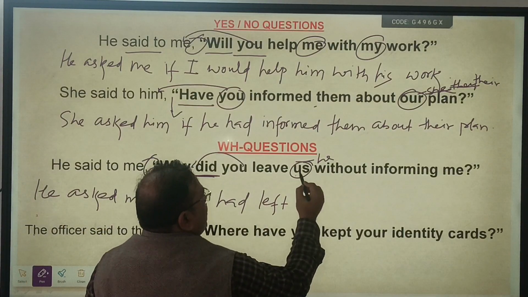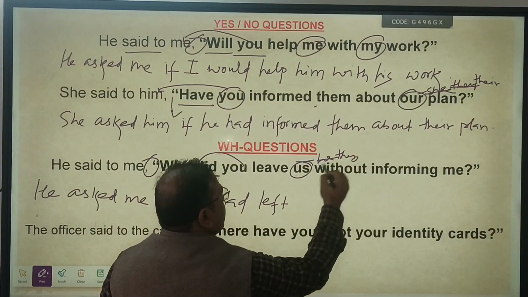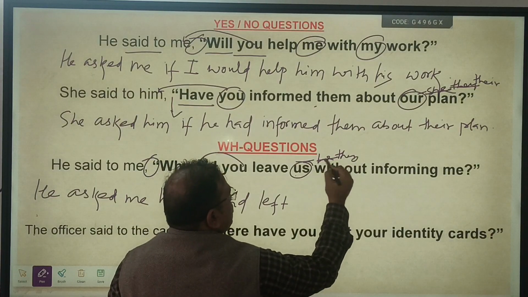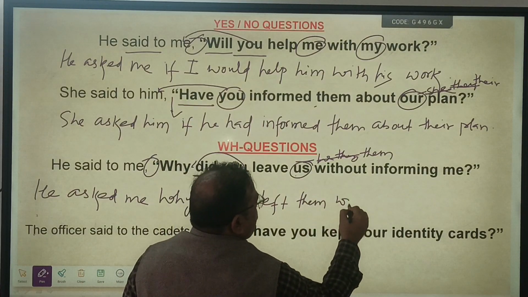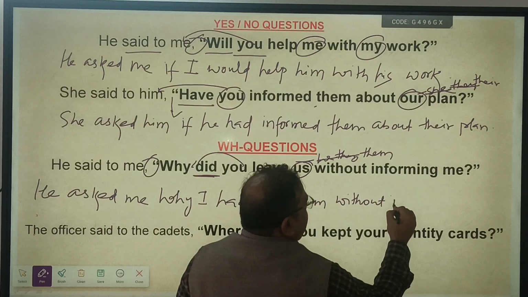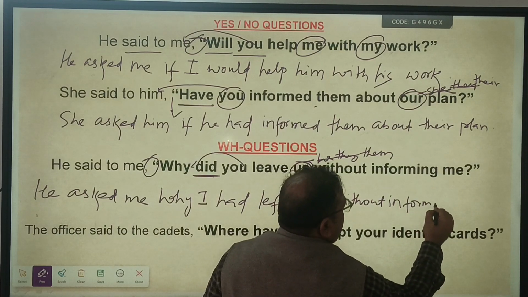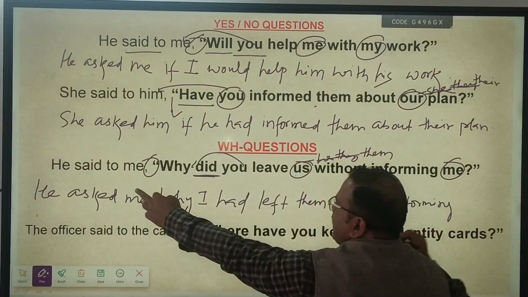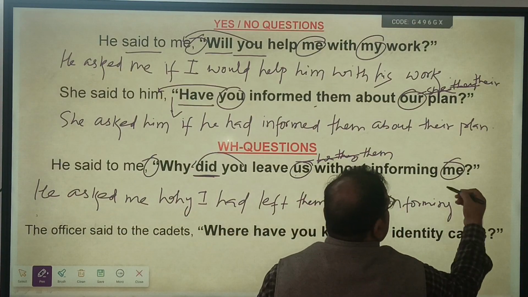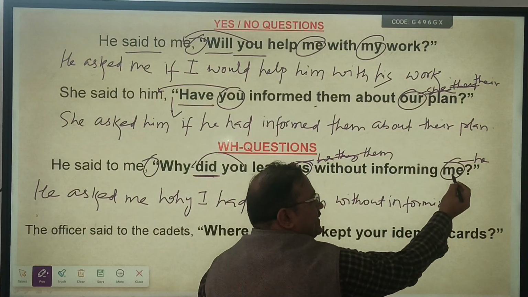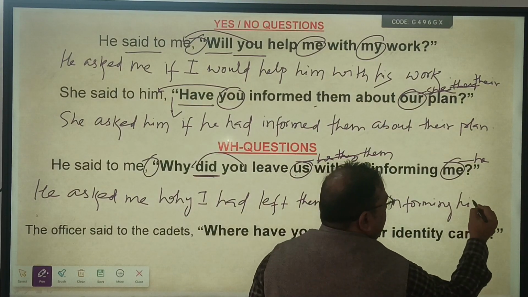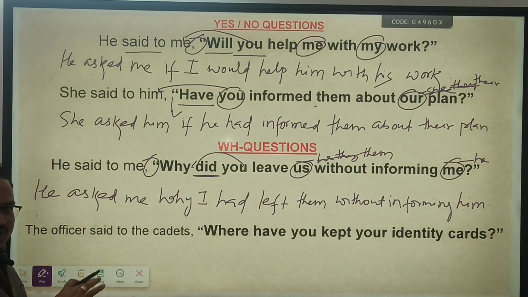Okay, "he." Now check the number. Then "they." Then objective case. "Us" is objective case. So what will be? Them. Left them without informing me. Will be changed by subject, first person. So first person is what? He. Singular, objective case. So objective case of "he" is what? Him. I'm not explaining it. Why? Because we have already done. This is just for revision.